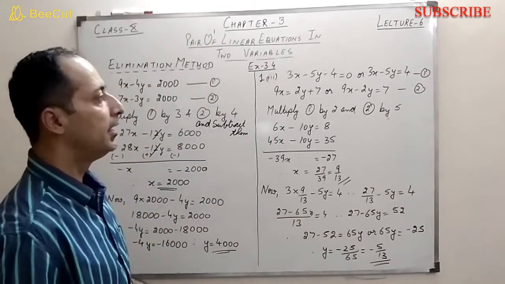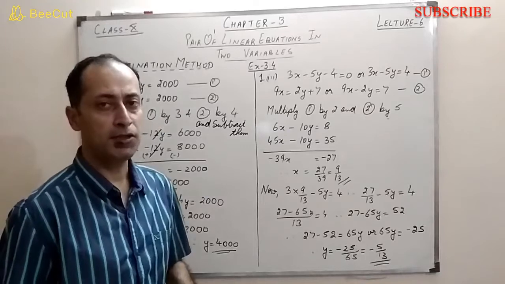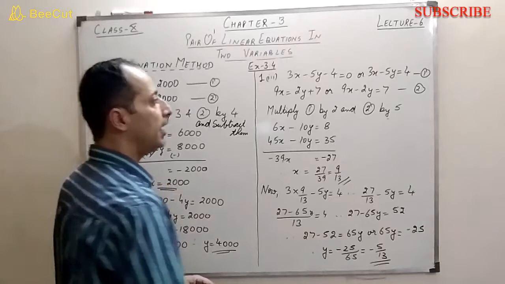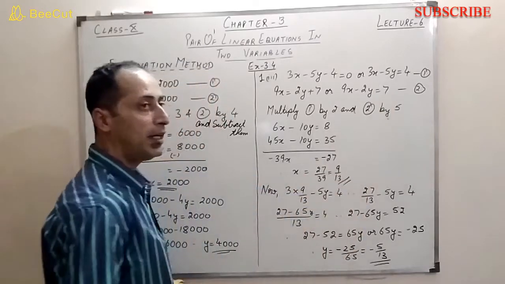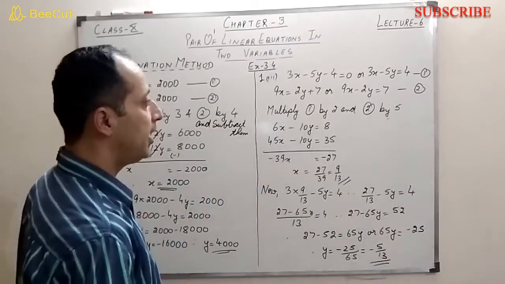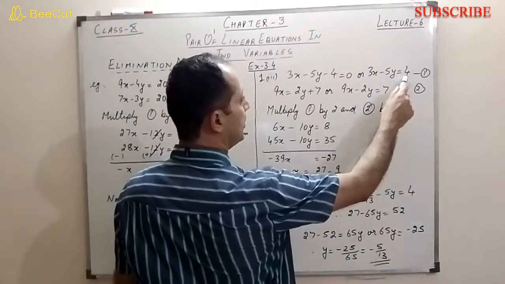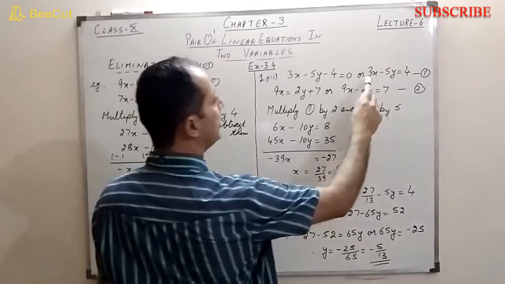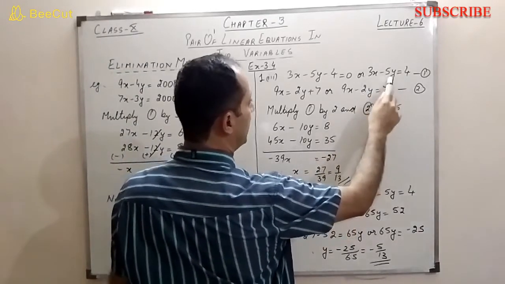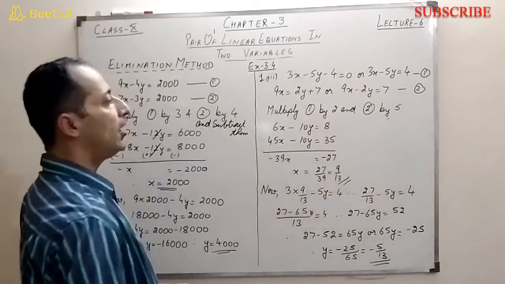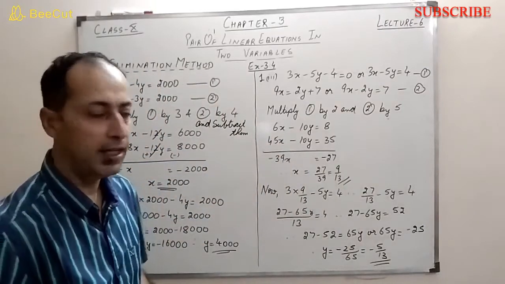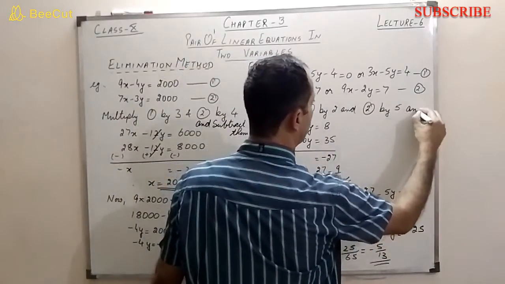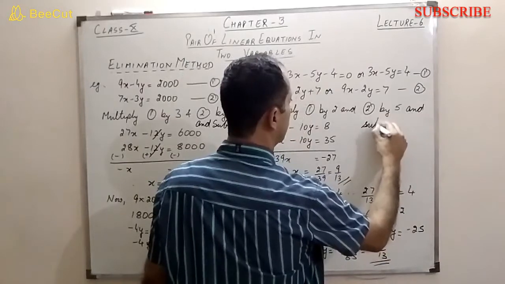Now again we have to check which variable's coefficient I should make equal, right? Here again I am making the coefficients of y equal in both the equations. For that, I have to multiply the first equation by the coefficient of y which is in the second equation. That is, I am multiplying the first equation by 2 and the second equation by 5. So I have written, multiply equation 1 by 2 and equation 2 by 5. And since they have the same sign, I write subtract them.